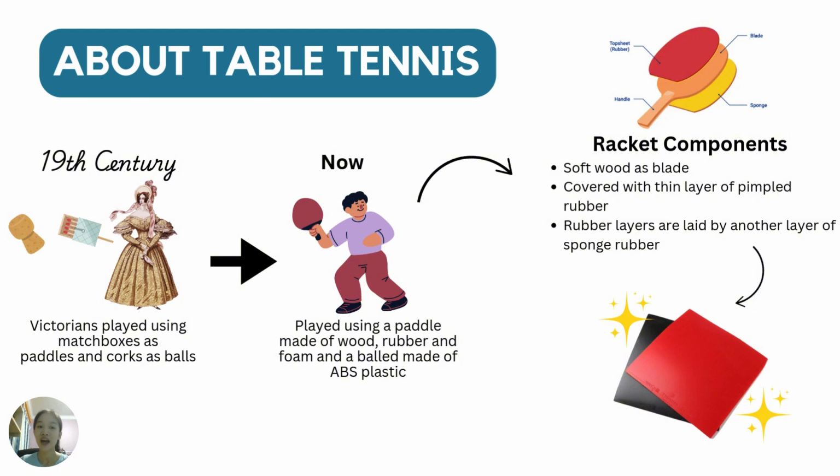At the core, we have the blade, typically made of soft wood. This provides the essential structure and strength. Covering the blade is a thin layer of rubber, often pimples in or pimples out, depending on playing style. This layer controls the spin and speed of the ball. Between the blade and the rubber is a sponge layer. This adds elasticity, helping players achieve better ball control and powerful shots.